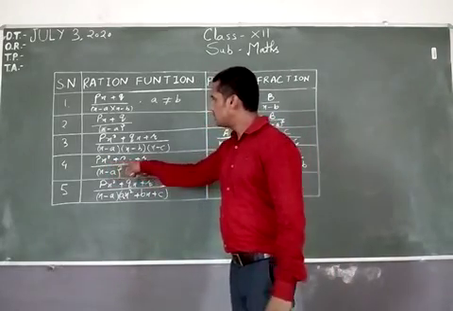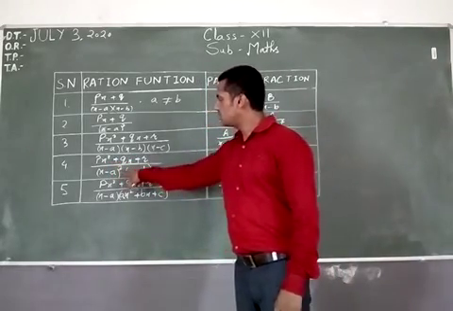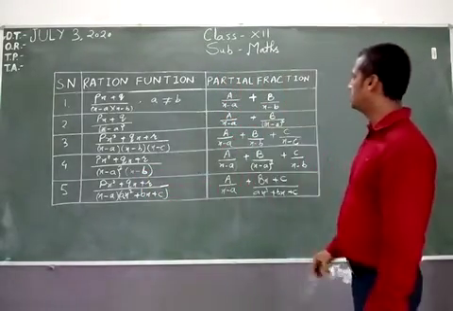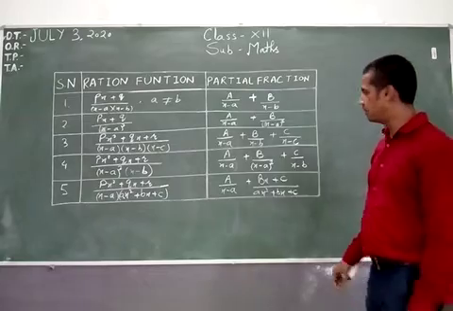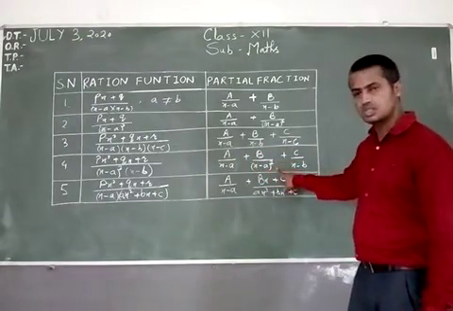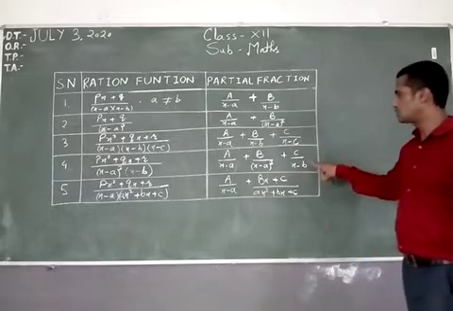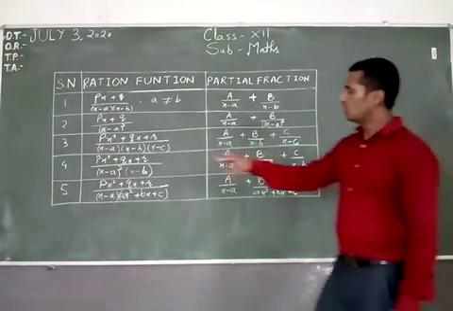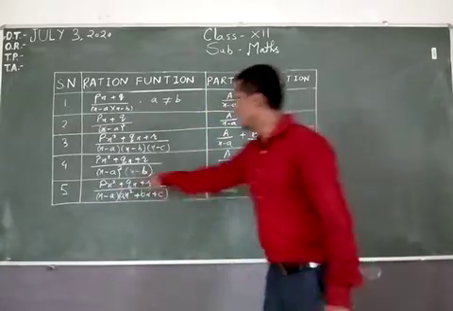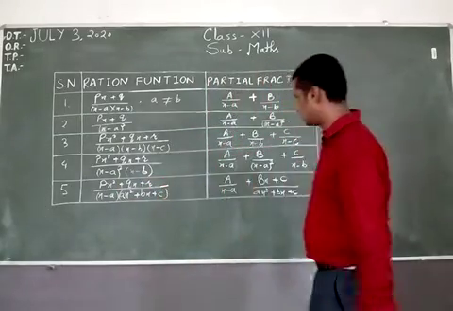Similarly, (px square + qx + r) upon (x - a) whole square into (x - b) can be changed into partial fraction form: A upon (x - a) plus B upon (x - a) whole square plus C upon (x - b), because we have (x - a) two factors and (x - b) only one factor.